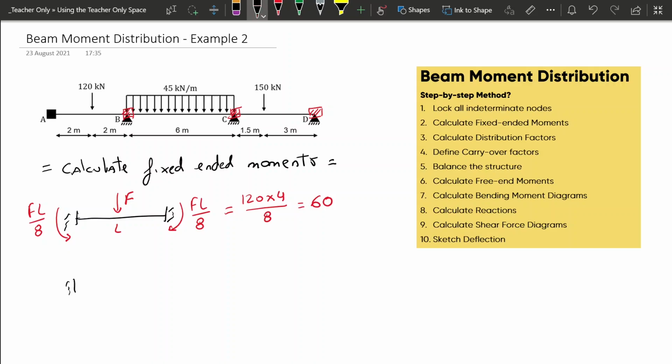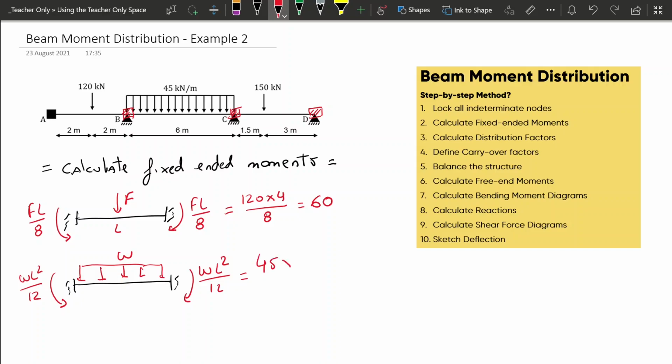Now another case that we need is the one with a UDL. If we have a UDL w, the moment at the edges is equal to wL squared divided by 12, and that means in this case 45 times 6 squared divided by 12, and therefore we get 135.